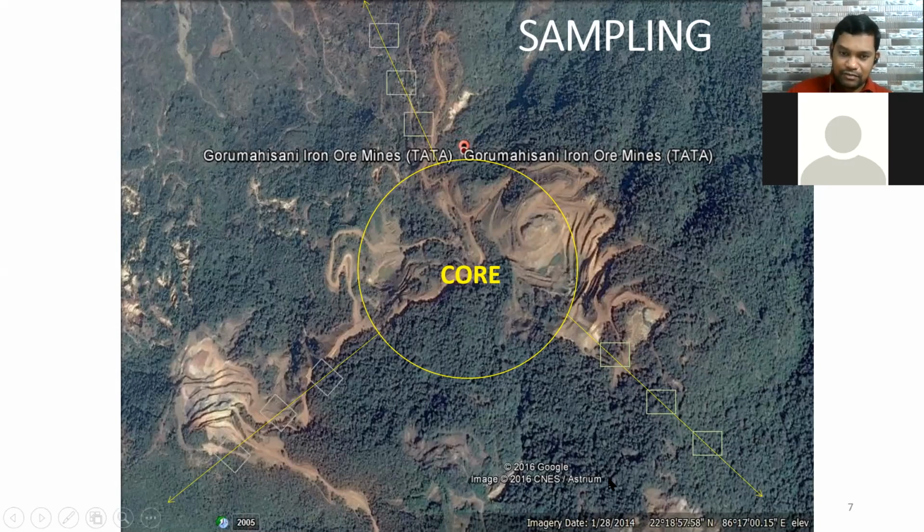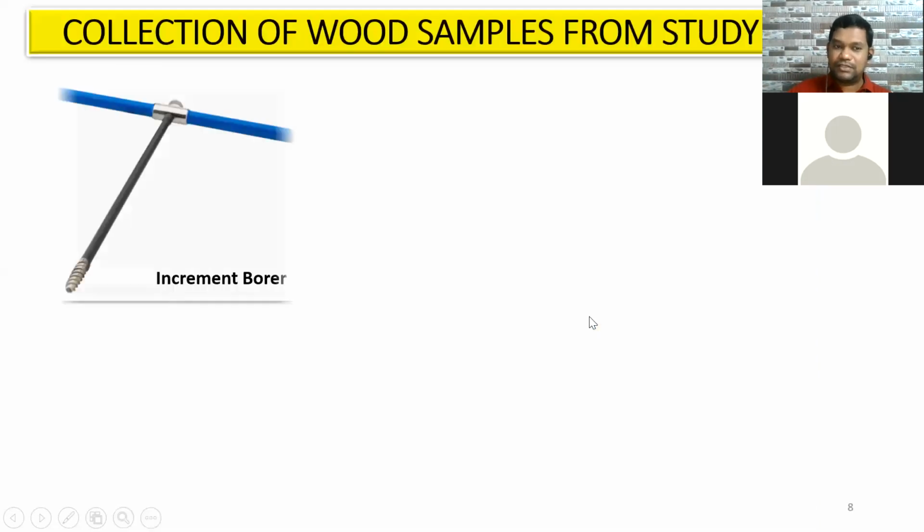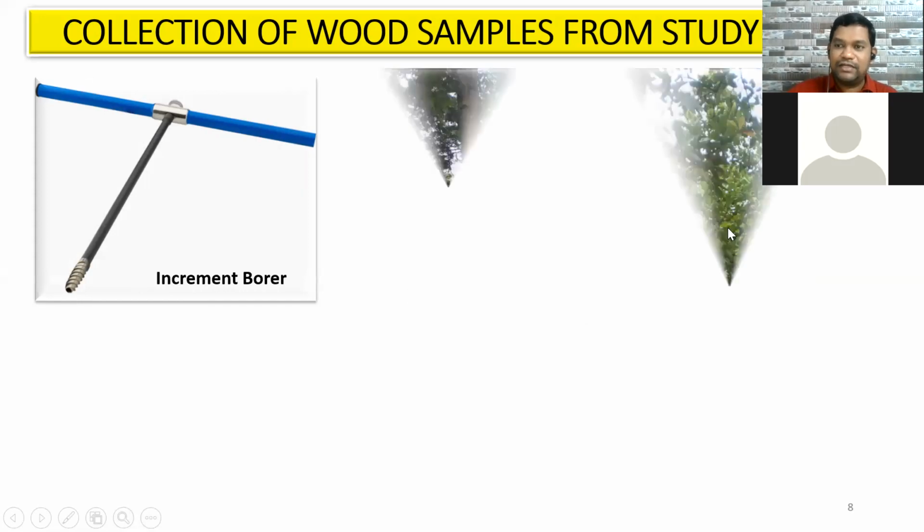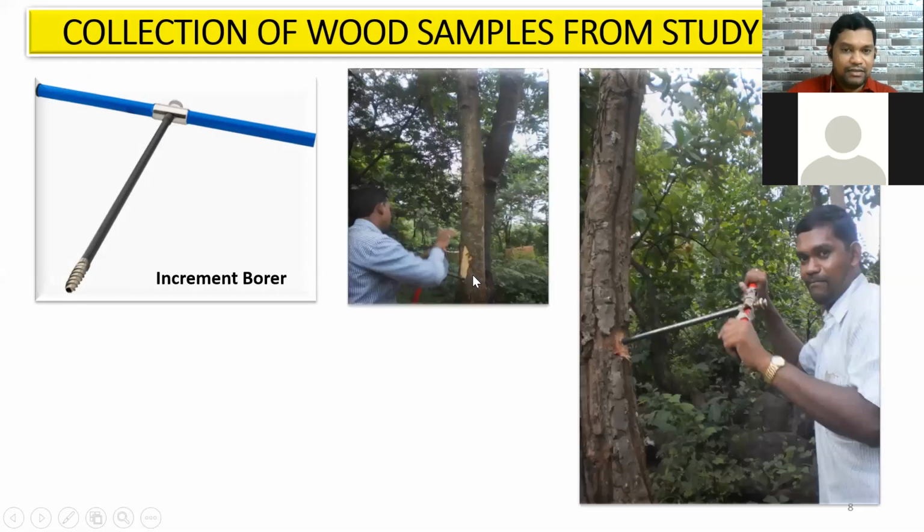This I did for the three lines in one mine and for the other two mines as well. So coming to the collection part, it was comparatively a physically demanding task, but it was worth it. The instrument which I used was an increment borer. Using this instrument, I had to approach the tree, and at the DBH level, I had to make sure that the outer small portion of the bark is removed.